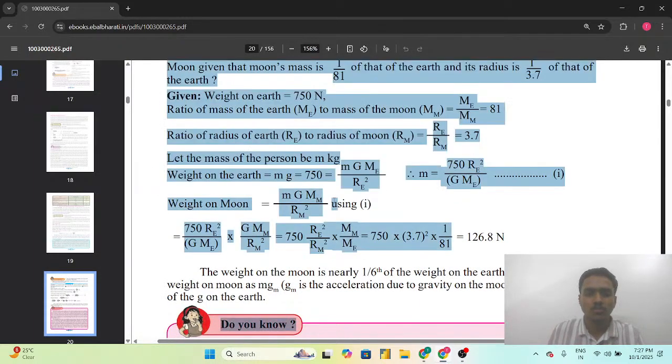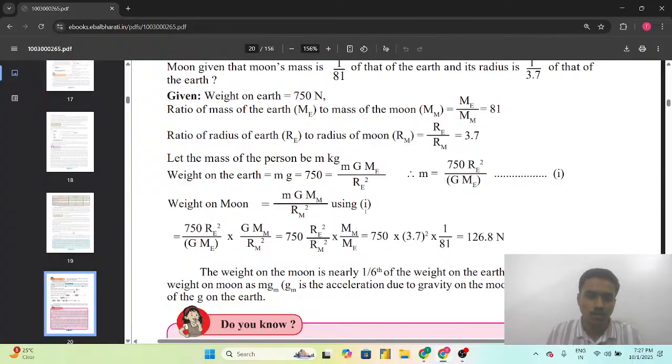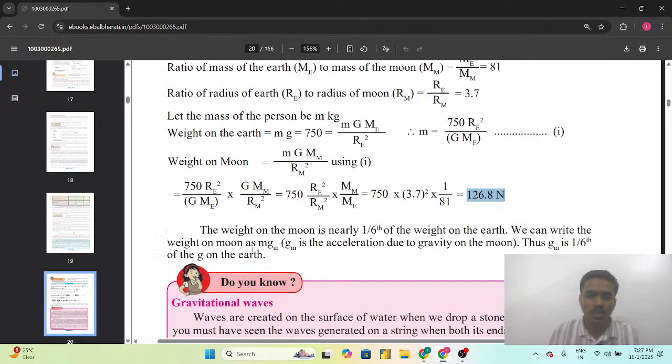Weight on the moon is m G Mm upon Rm square, using equation 1. So after doing all these calculations, we get that the weight on the moon is 126.8 Newton. Weight on the moon is nearly one-sixth of the weight on the Earth. We can write the weight on the moon as m gm. gm is the acceleration due to gravity on the moon, and gm is one-sixth of the g on the Earth.